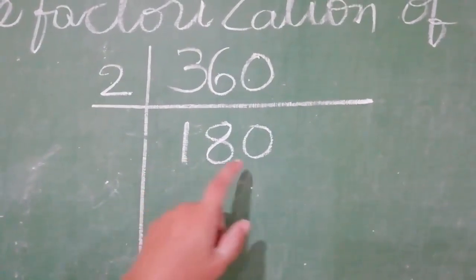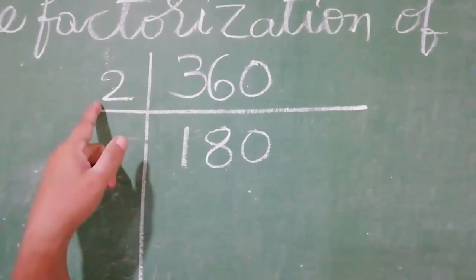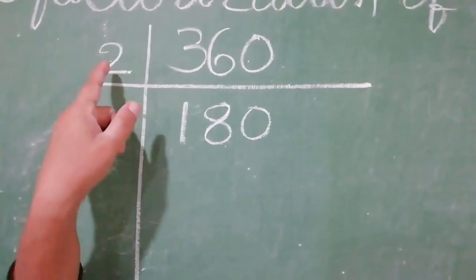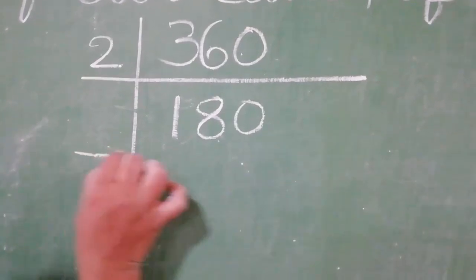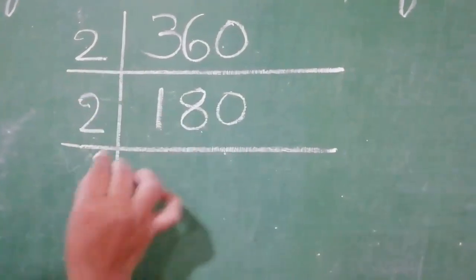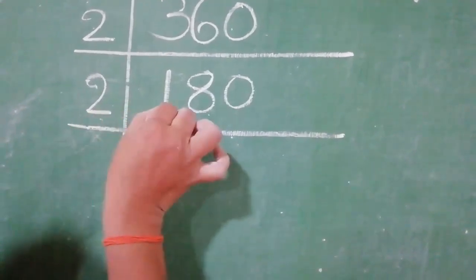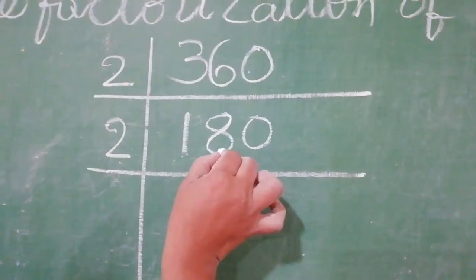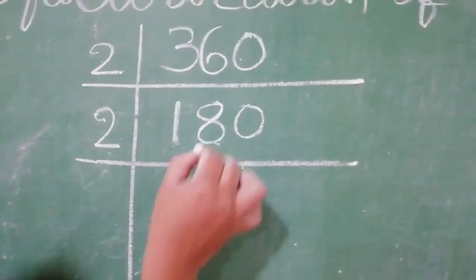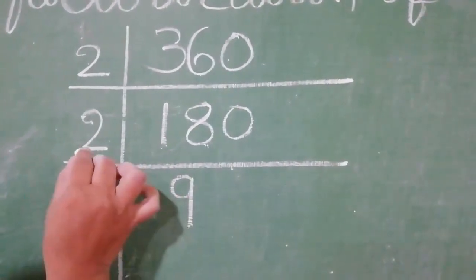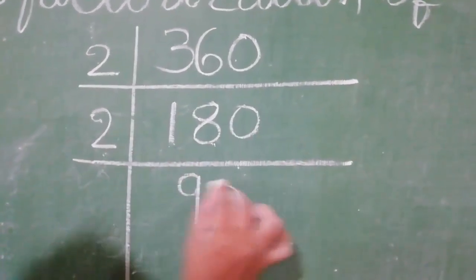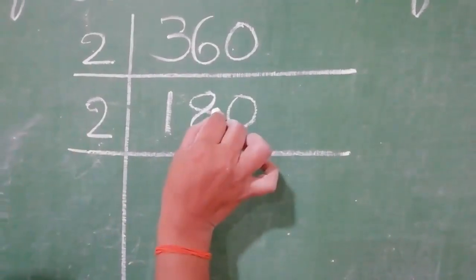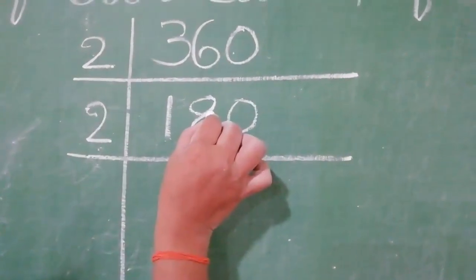Again, is the number 180 divisible by 2 or not? Yes, the number ends with 0, so it is exactly divisible by 2. How many times? Check it. 18 divided by 2: 2 9s are 18. Now 0. 2 zeros are 0. The quotient is 90. 2 90s are 180.